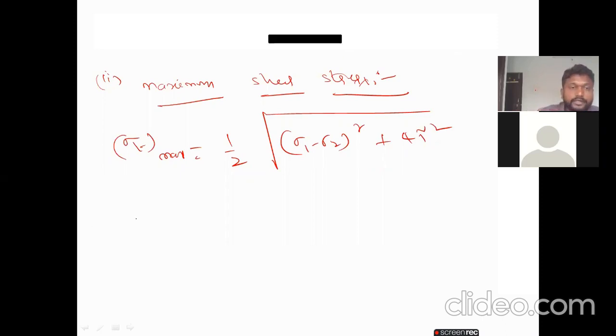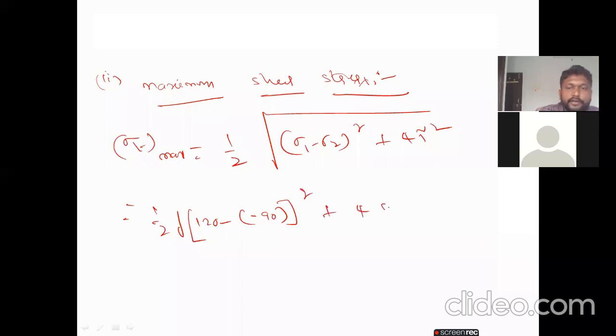I will substitute here. 120 minus 90 whole square plus 4 into tau square means 7200. Yeah, 134.99. Yes, correct. So approximately we got 135 Newton per mm square.